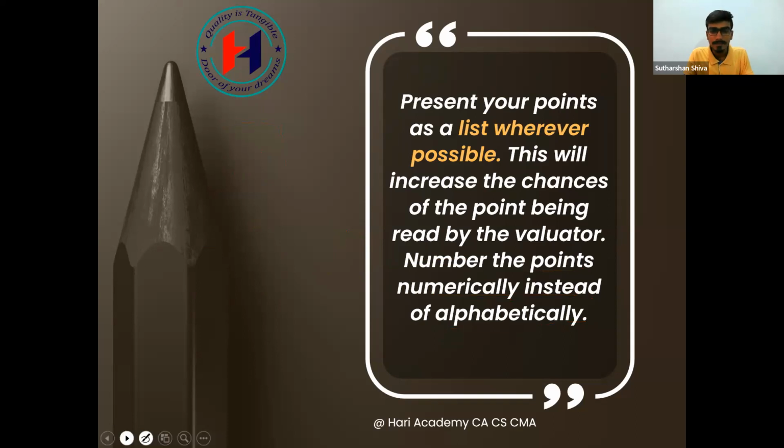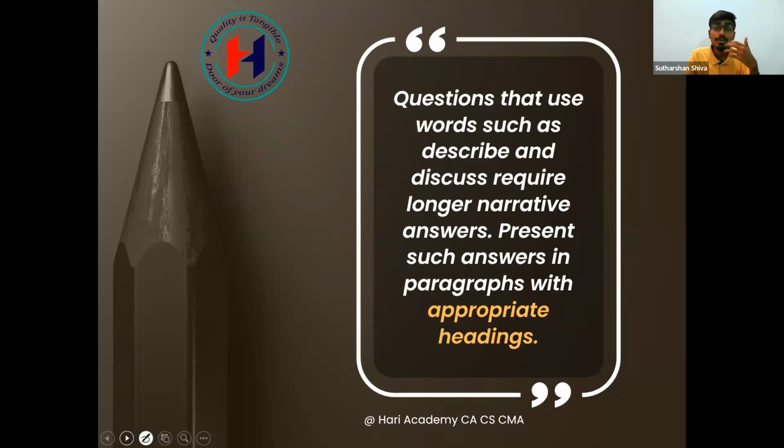Then, questions that use words such as describe or discuss require longer narrative answers, which will give a lengthier answer. Present such answers in a paragraph with appropriate headings. Even though they say paragraph, give an appropriate heading, and then in the inner paragraph, write the same content but split it up into bullet points instead of a paragraph format.